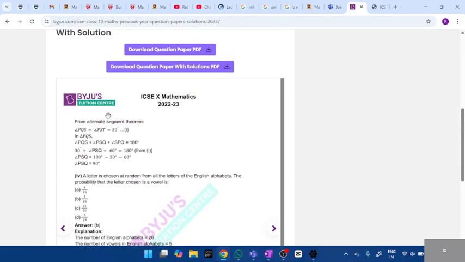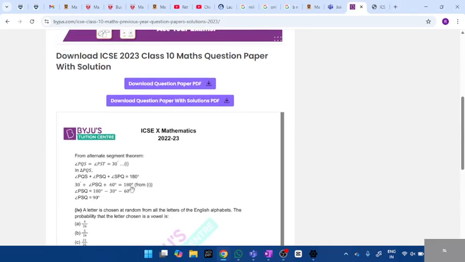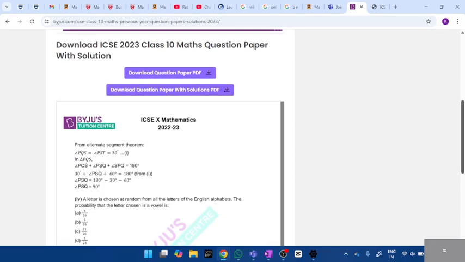Try this question. MCQ, read this and tell me the answer. Fourth one. All of you tell me the answer for the fourth one. Read the question. How do you solve it? A letter is chosen at random from the letters of the alphabet. What is the sample space? English alphabet. How many letters do we have? 26.